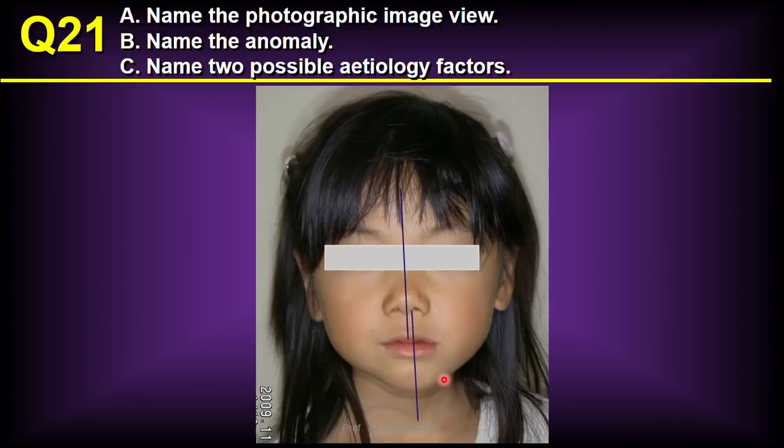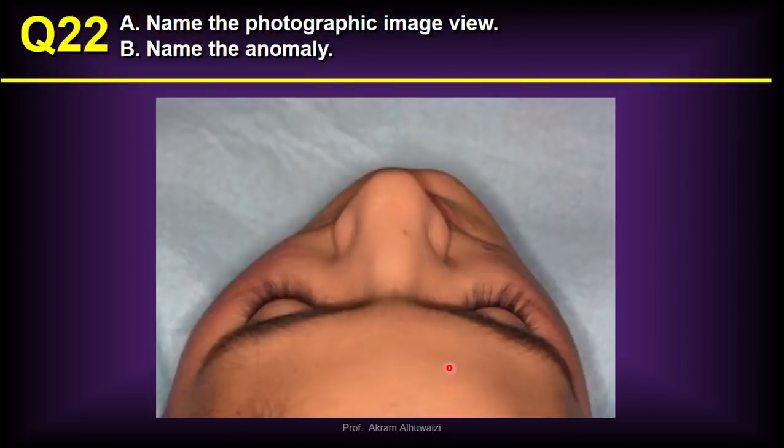Name the photographic image view. It's a frontal photograph. Name the anomaly. It's chin deviation or mandibular deviation to the left side. Give two possible etiological factors. Well, it could be trauma, condylar hypertrophy, condylar hypotrophy, cross bites associated with mandibular shifts.